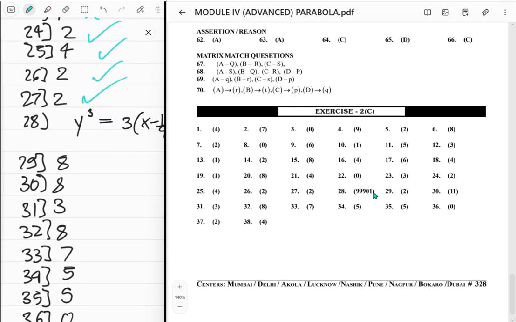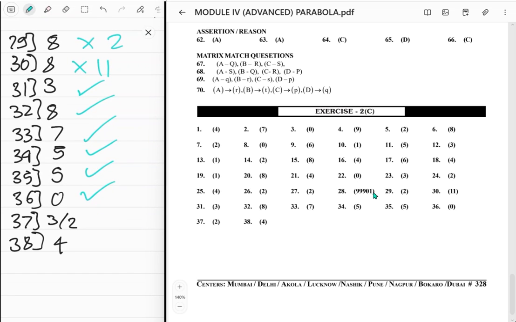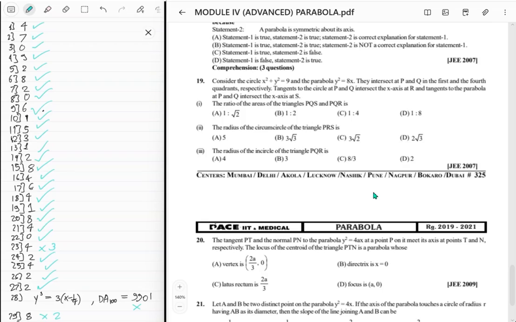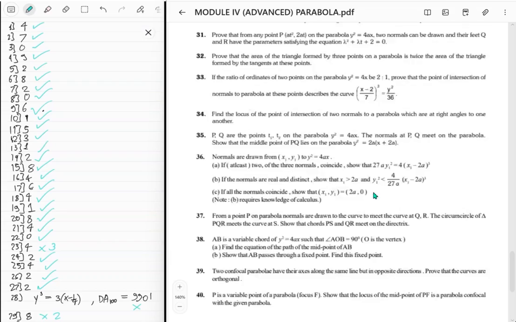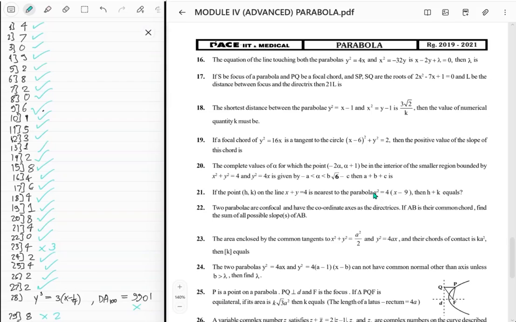Fine. 29, 2. That is 2, not 8. This is like 11. Wow. 3, 8, 7, 5, 5, 0, 3, and this is 4. So these are wrong. Let's see what went wrong. So first 23, right? Yes, select size what? It's 2C. It's 3. And 2C 23.